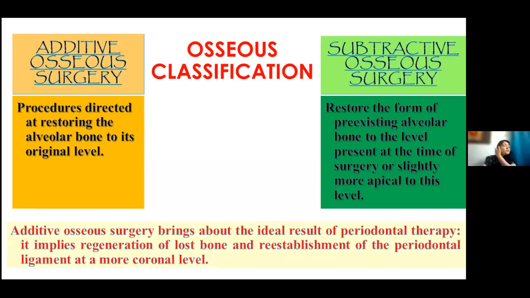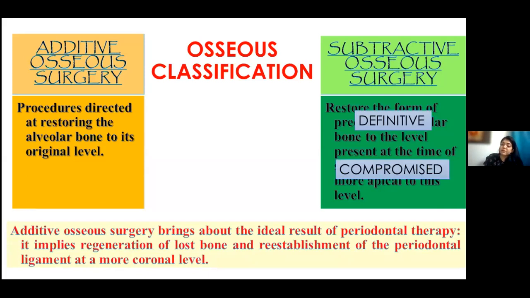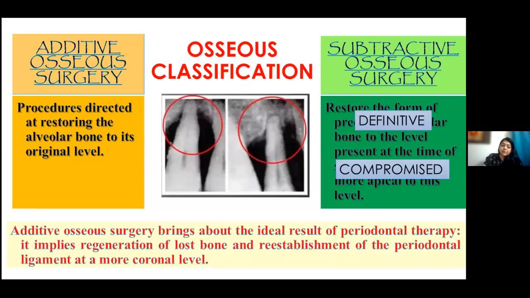But sometimes we cannot go for that because the situation is such where the bone graft will not hold, or where we cannot do regeneration. There, to bring about a positive or at least a flat architecture of the bone, we have to reshape a little. So we call it subtractive surgery. Okay. So something like this.